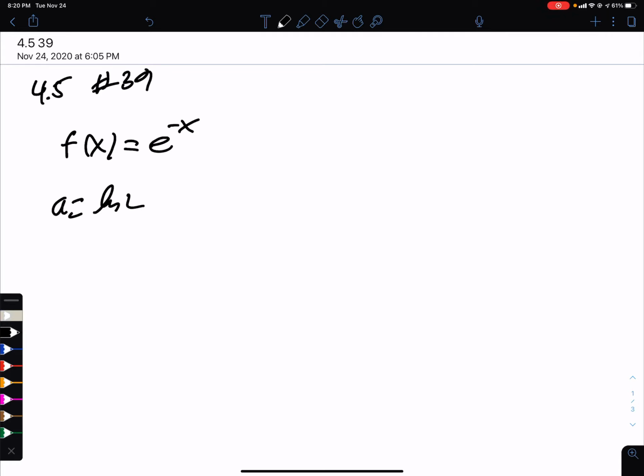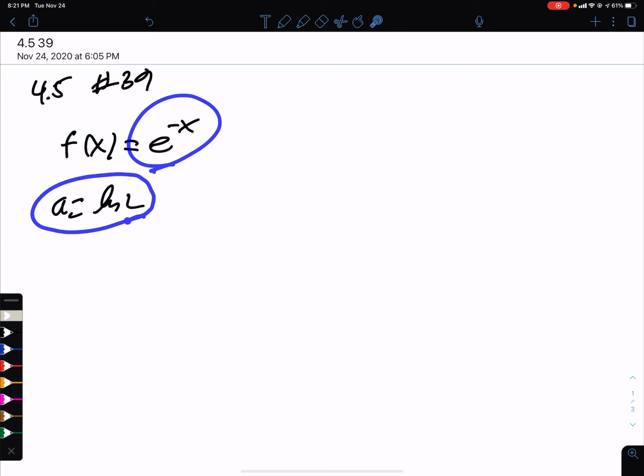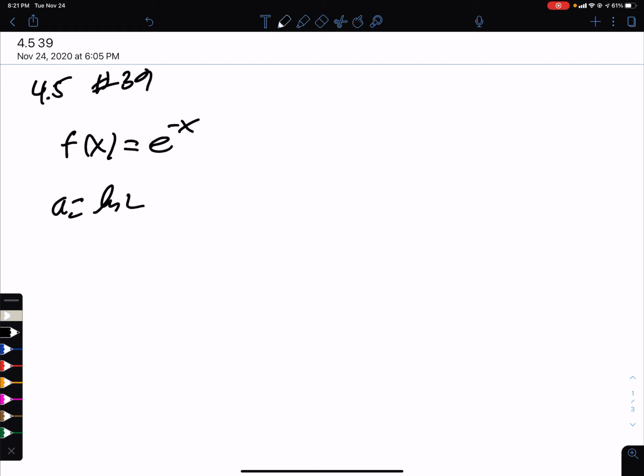This is Chapter 4, Section 5, number 39, linear approximations and tangent line approximations. And this problem is going to be looking at the idea of an over approximation or under approximation. So we have the function e to the minus x, and we want the tangent line approximation at ln of 2. So ln of 2 is the point of tangency. So that's going to be our x1.